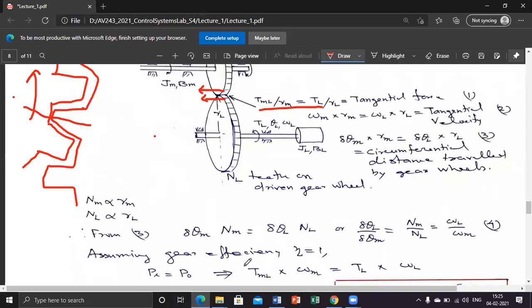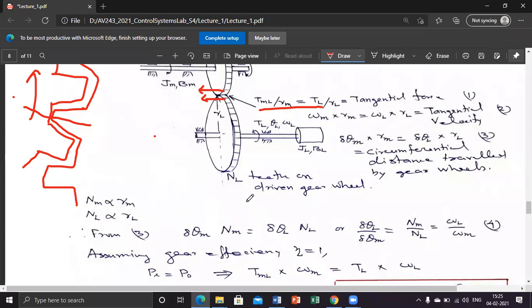Using this relationship, one more expression I will put. The number of teeth on any wheel is proportional to its radius, because the width of the teeth is the same. Hence, the larger the radius, the larger the perimeter, and hence the larger the number of teeth. So you can say Nm, the number of teeth on the driving wheel, is proportional to Rm, and NL is proportional to RL.